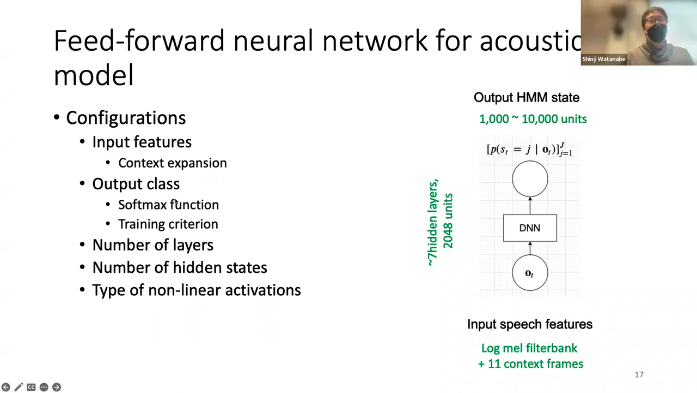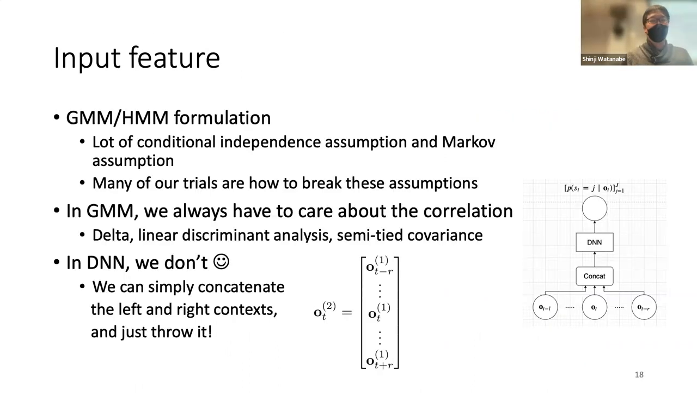Okay, let's talk about input features, because this is the most different part from the Gaussian mixture model. The GMM-HMM formulation actually has a lot of constraints. To make it tractable, we set a lot of conditional independence assumptions, right? In the output, the sequence problem becomes a hidden Markov model with the Markov assumptions and so on. And for the input features, we also have a lot of conditional independence assumptions to eliminate the conditions.